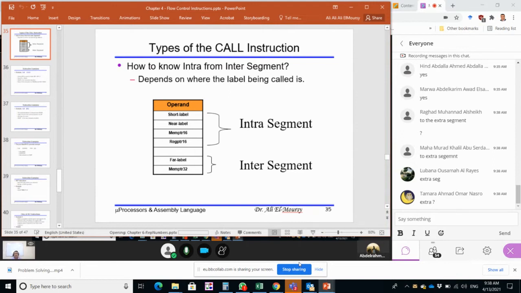Extra segment, we mentioned in the beginning that the extra segment is used to either put some code in it or data in it. So if my subroutine is stored in the extra segment, I have to do a far jump, not a near jump. What does a far jump mean? Far jump means I want to go outside the code segment.